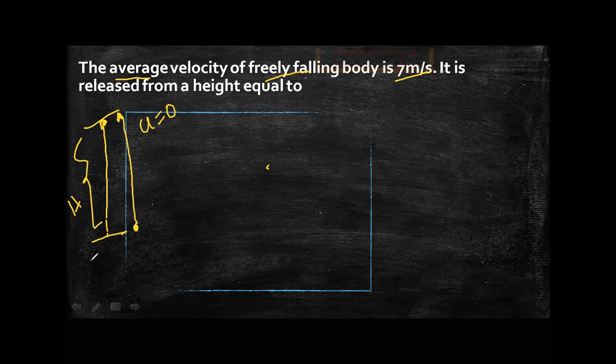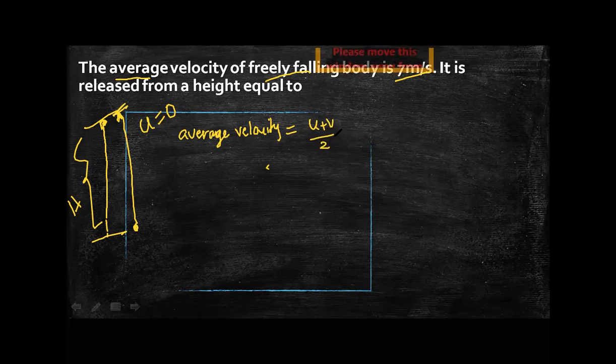Then he is asking for the height. At what height did you drop it? How can I approach this problem? He gave the average velocity. Average velocity formula, anybody, do you know that? Pranav: u plus v by 2.